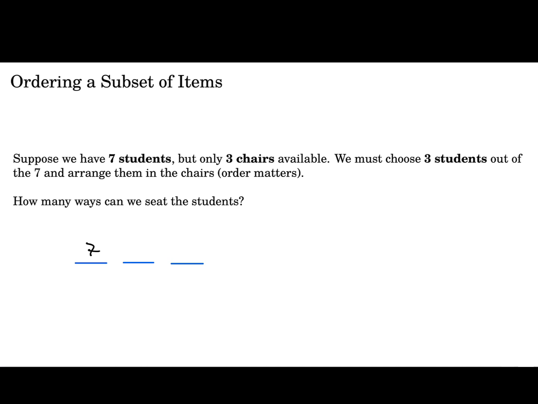Now, after one student is chosen, there are 6 students left. So for the second chair, we have 6 choices. And then, of course, after that, there are only 5 students left. So then for the third chair, we have 5 choices. And so if you then multiply these, you'll get 210, which is the answer to our question.